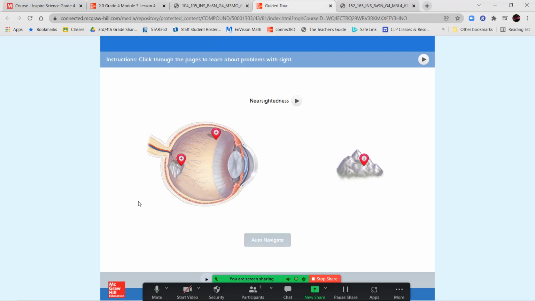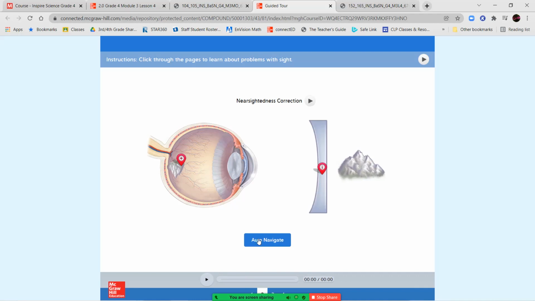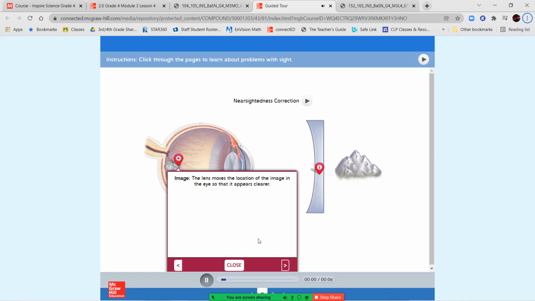Okay, so we can see that the issue here is that when someone is nearsighted, the eye is longer than it's supposed to be. So when the image is going back to the retina, it's larger than it should be. So it's not clear and they're not able to see it. Lens. A lens can correct nearsightedness. Image. The lens moves the location of the image in the eye so that it appears clearer.